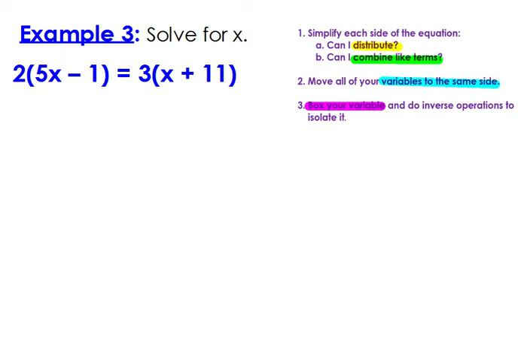Example 3. Now I've got a few more steps to do. First question, can I distribute? And I can on both sides. So I'm going to focus on one side at a time. And I'm distributing 2 times everything inside parentheses. So 2 times 5x is a 10x. And 2 times negative 1 is a negative 2.